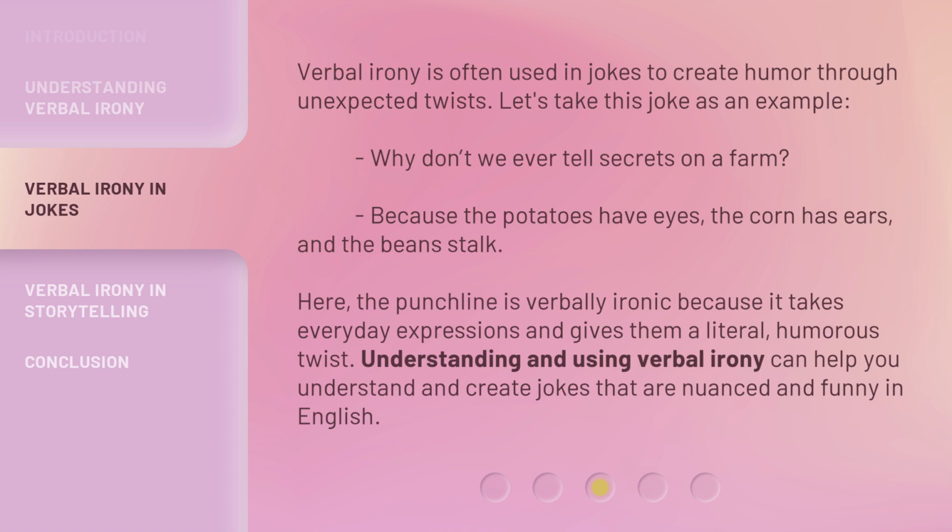Here, the punchline is verbally ironic because it takes everyday expressions and gives them a literal, humorous twist. Understanding and using verbal irony can help you understand and create jokes that are nuanced and funny in English.